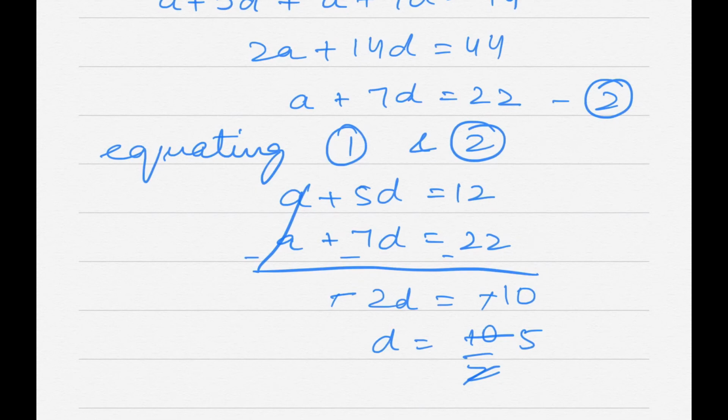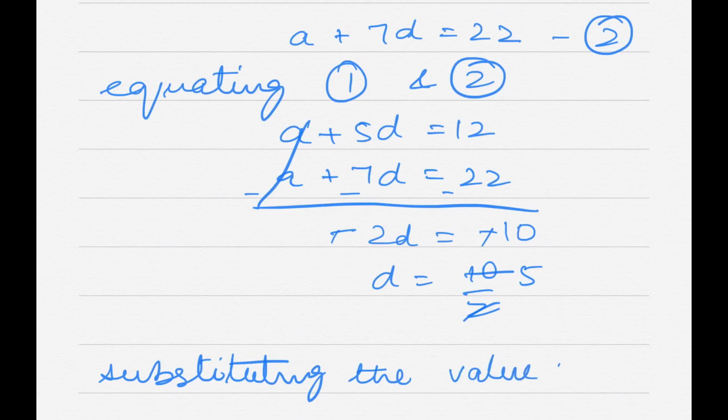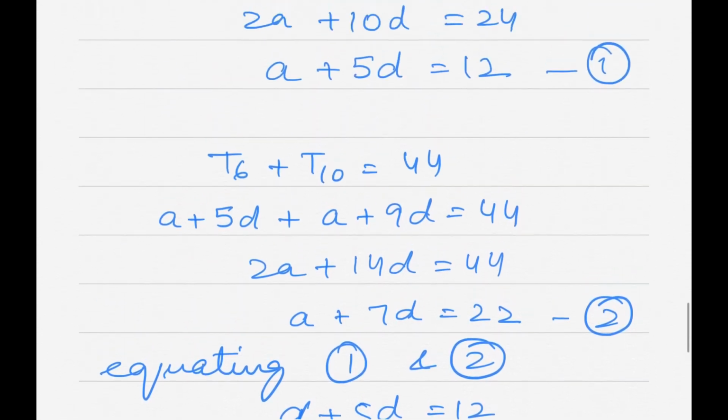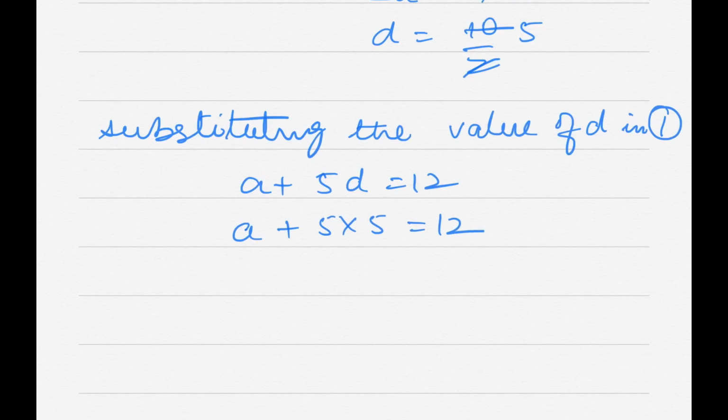Now I have to find the A. So substituting the value of D in equation 1 maybe. My first equation was A plus 5D is equal to 12. So D is 5 here, so A plus 5 into 5 is equal to 12. A is equal to 12 minus 25. So A is equal to minus 13. So I got my A, I got my D.